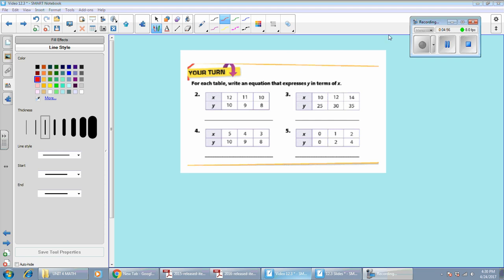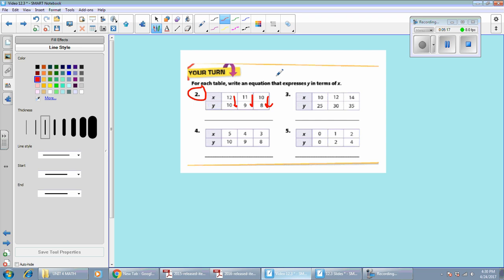So the first thing that we do for number 2 over here is we look at all the inputs, which are x, and then we look at what happens to them to get y. So how does a 12 become a 10? How does an 11 become a 9? And how does a 10 become an 8? Remember, the same thing has to happen to every single x. You can't have different patterns going on.